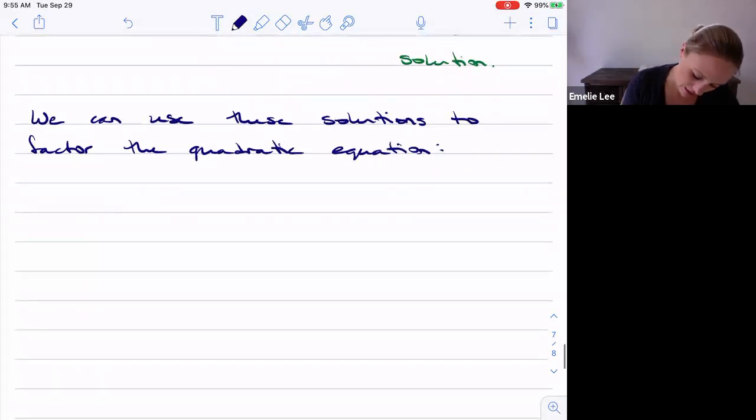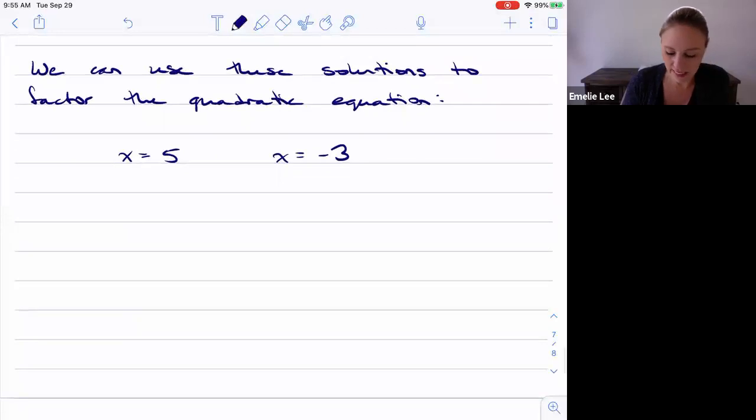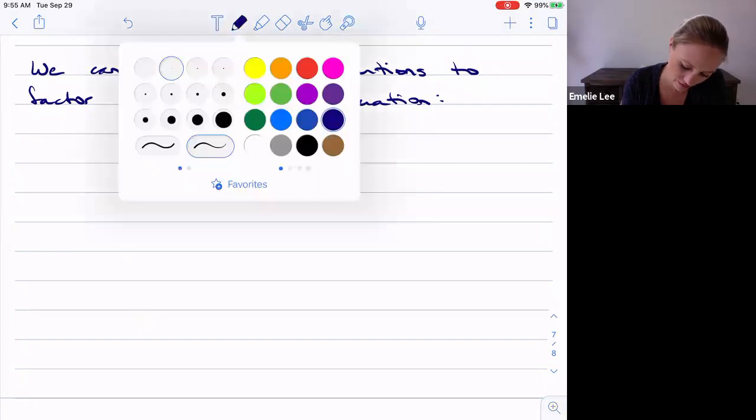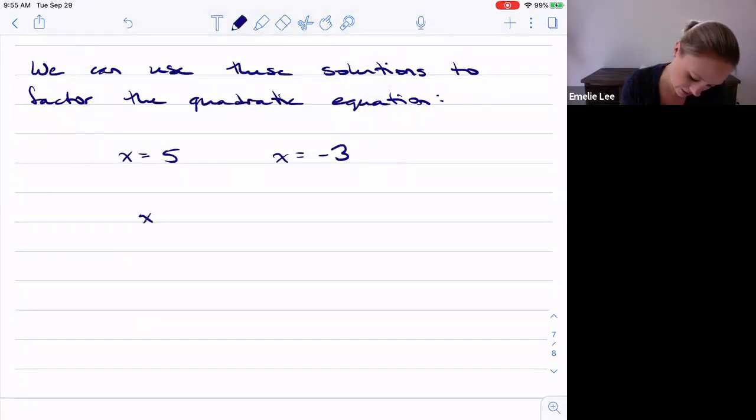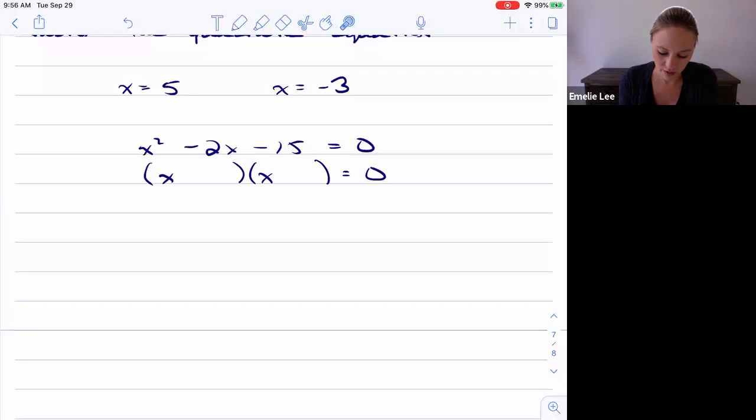So what I have is, if x equals 5 is a solution and x equals negative 3 is a solution, then something has to go to 0 when I add 5. So what I do, and this is just kind of my trick: x squared minus 2x minus 15 equals 0. Factored can look like x times x equals 0, because I want to factor it into something like this. I want to go from here to x plus or minus something and x plus or minus something.